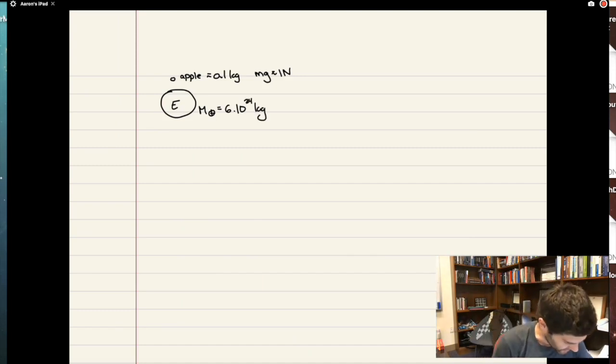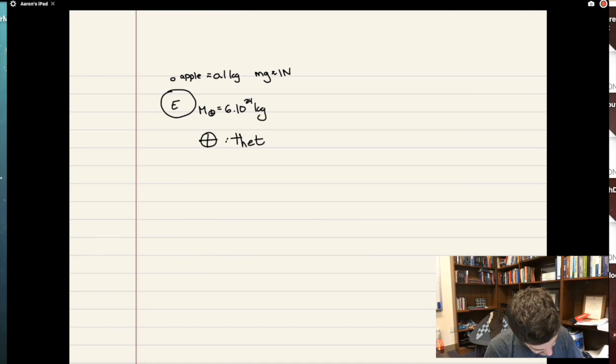By the way, this little circle with a plus, that's the astronomical symbol for the Earth. So if I write that without explanation, that just means the Earth. I might also use this with a little dot, which is the sun.